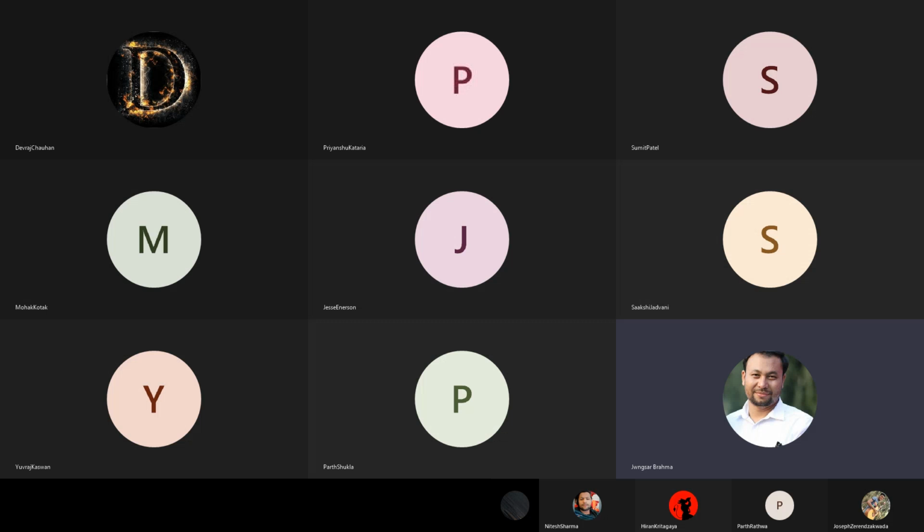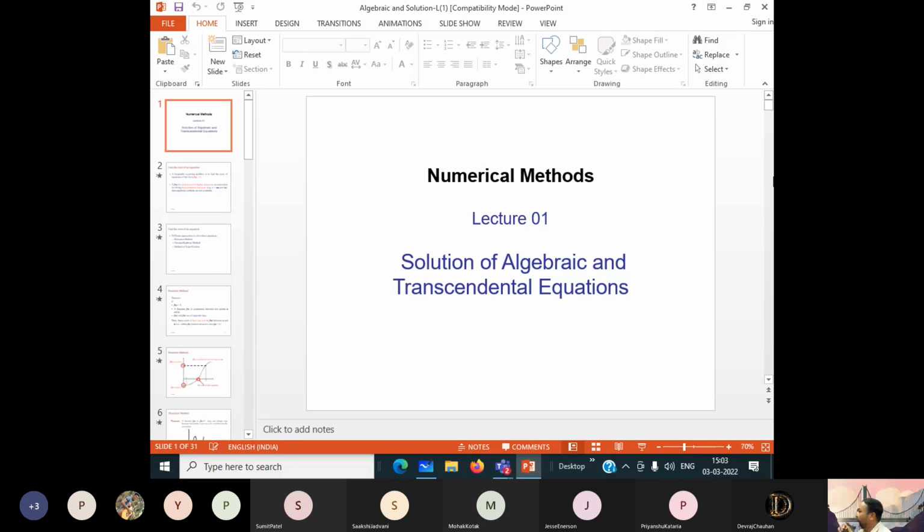So we have a total of 4 units: Unit 1, Unit 2, Unit 3, and Unit 4. Unit number 1 is where we need to solve some algebraic and non-algebraic equations. Algebraic equations are those where we have no trigonometric functions and no exponential functions. This type of equation is called an algebraic equation.